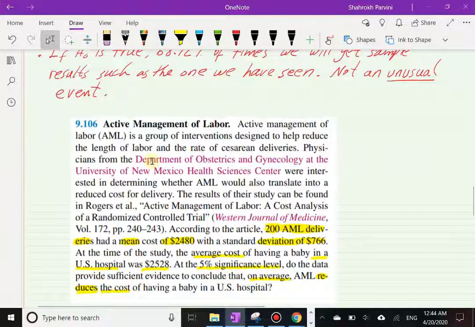Okay, so a cost analysis of a randomized controlled trial. That's just the source of this information, I guess, the name of the study. But right down here, I've highlighted the important information for you. According to this article, 200 AML deliveries. So that 200 becomes a sample size, correct? The 200 deliveries had a mean cost of $2,480.